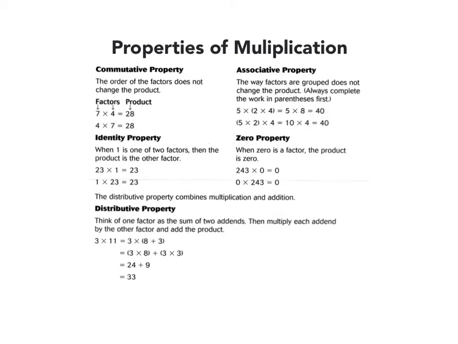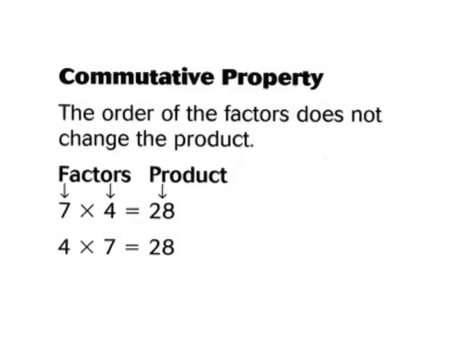Let's review properties of multiplication. Specifically, let's focus on the commutative, associative, and distributive properties. Let's start with looking at the commutative property of multiplication.